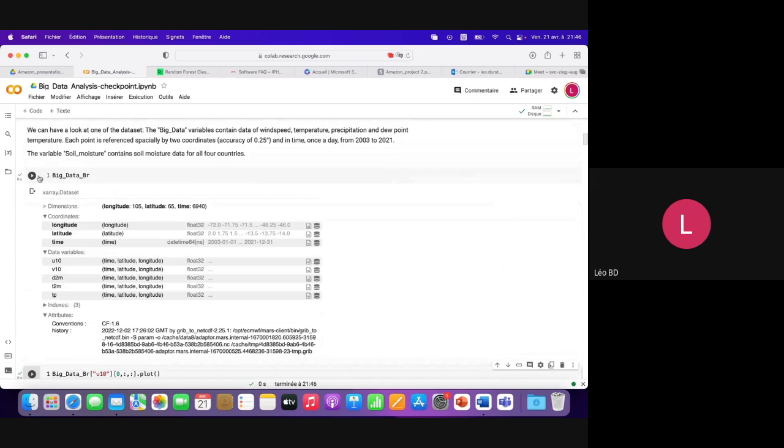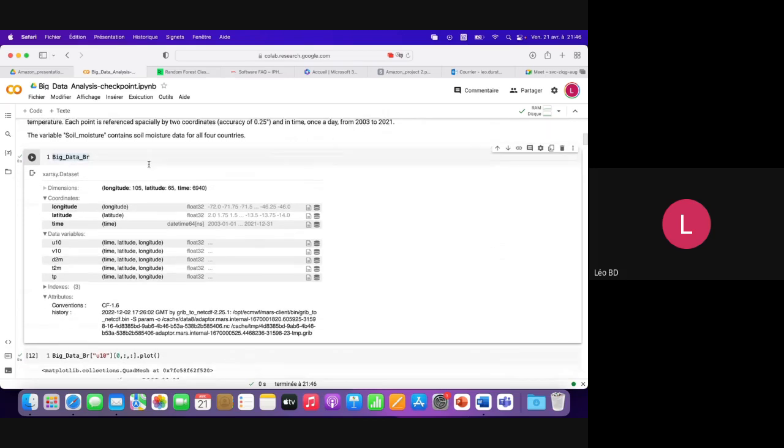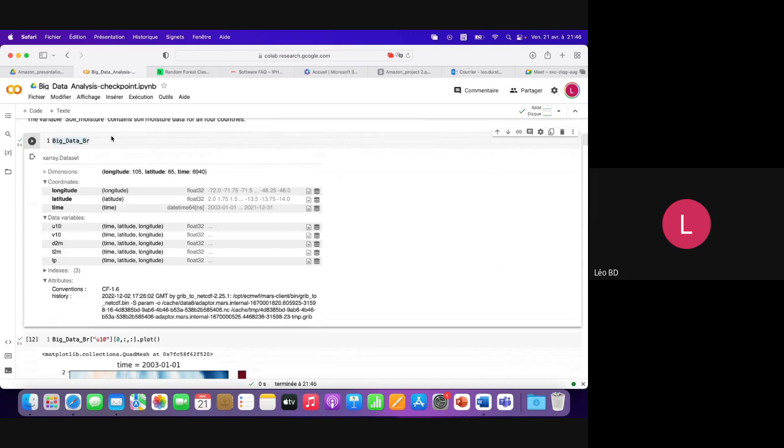Here we have the data set for Brazil. I called it Big Data Brazil. It could be any name, but it's important to have good variable names to always keep track of your code. And this is what a data set looks like.